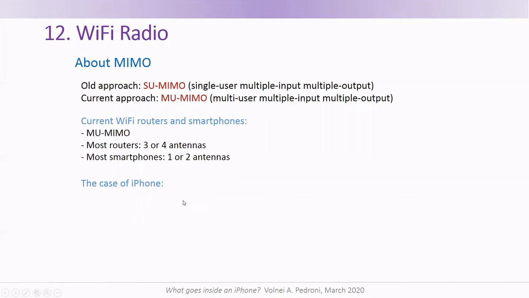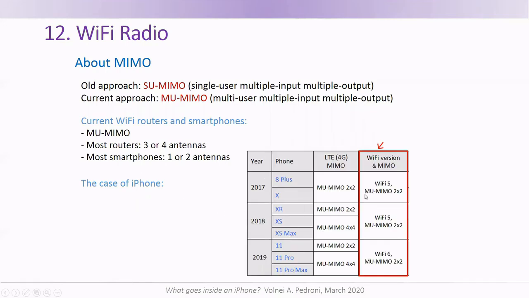In the case of the iPhone, it is here. So Wi-Fi versions 5 and 6, and MIMO type multi-user in all of them, and MIMO 2x2 in all of them. And this version 6 was released in 2019, so it makes sense that it only showed up in the iPhone 11.